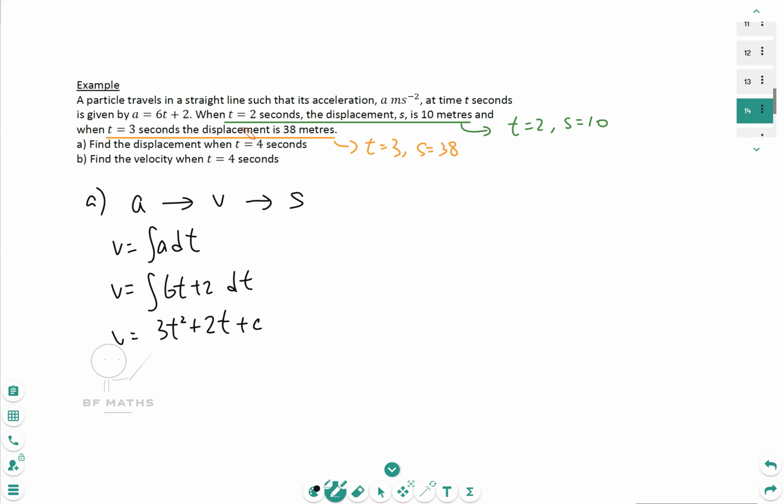Are we able to find c, the value of c in here? Now you look at these two boundary conditions. They are given in terms of t and s. So we don't really have a boundary condition for v. So we have to keep the c. Right, so let's go on and find s. So s equals integral v dt.